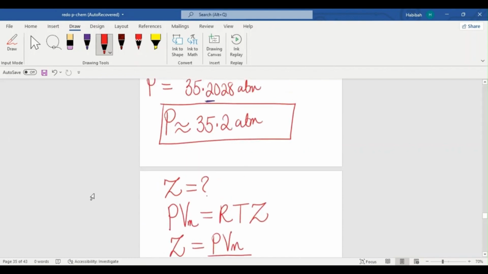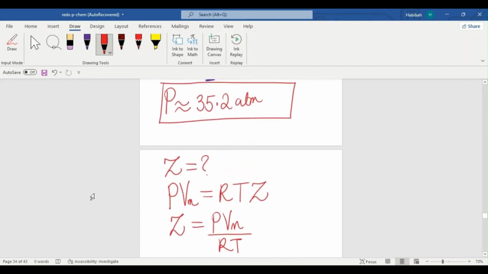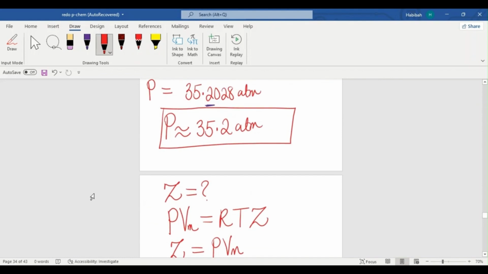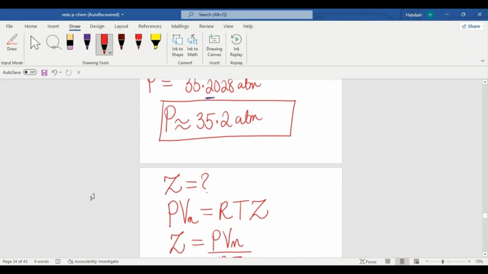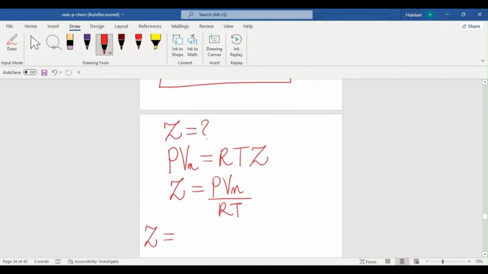So the pressure, we know that to be 35.2. Right now, I'm going to use more of the raw value, just because I don't want to use the approximate value when I'm still doing calculations. I only approximate at the end when I've gotten the final answer. So I have to use the raw values: 35.2028.